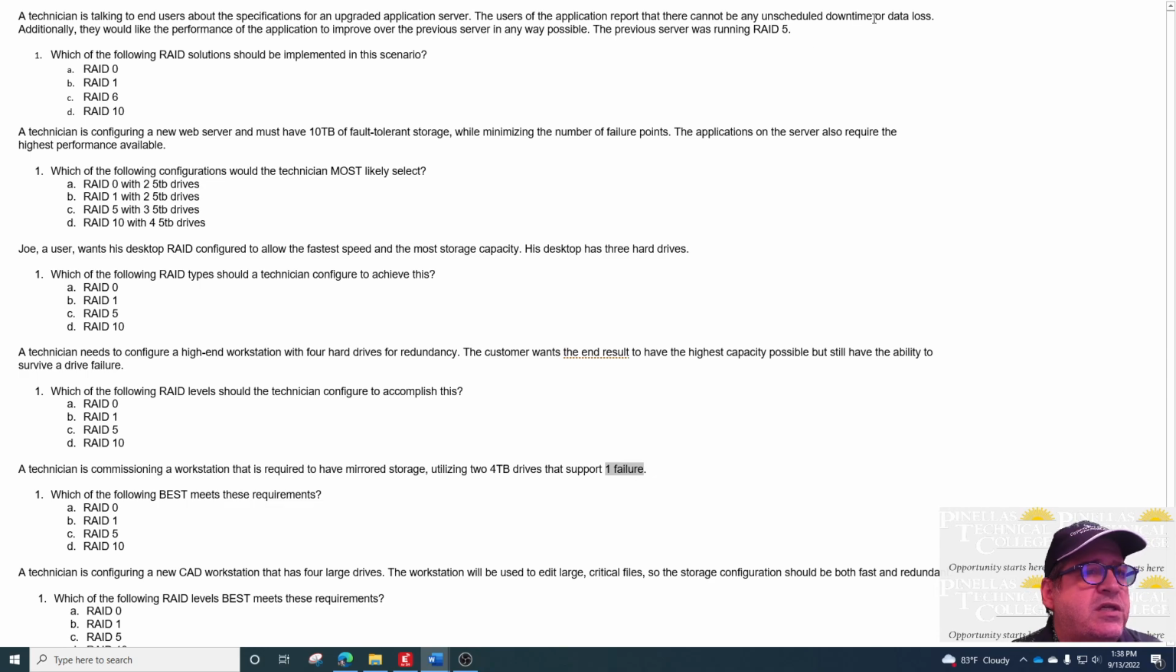Alright, so the clues we see in here are no unscheduled downtime or data loss, which means we need redundancy. We need fault tolerance. So RAID 0 gives us no fault tolerance. RAID 1, 6, and 10 all give fault tolerance. But the biggest clue is they want improved performance over the previous RAID, which was a RAID 5. The only RAID here that gives improved performance over RAID 5 is a RAID 1.0.